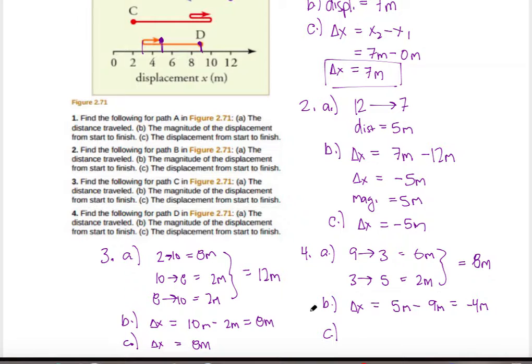So the magnitude, so really B, is just the 4 meter part, while the actual displacement includes the negative sign. So we have a negative 4 meters. And that's all there is to these.